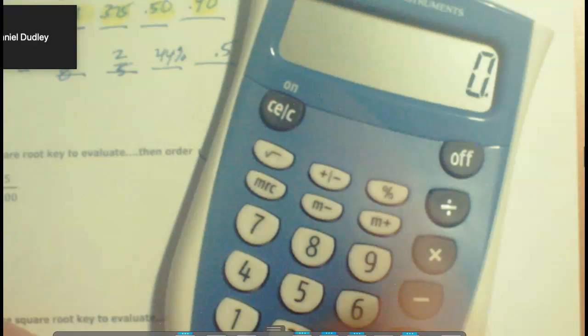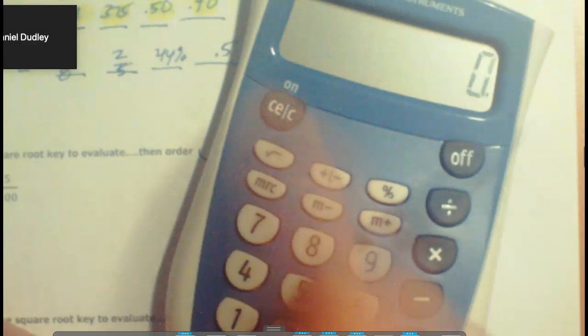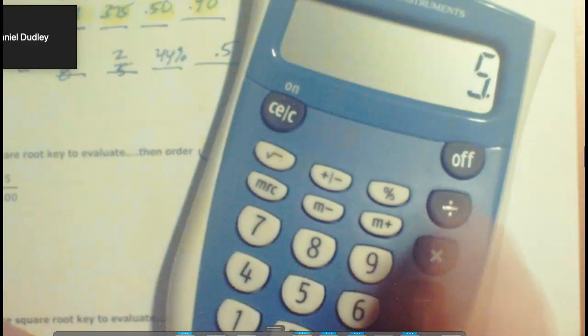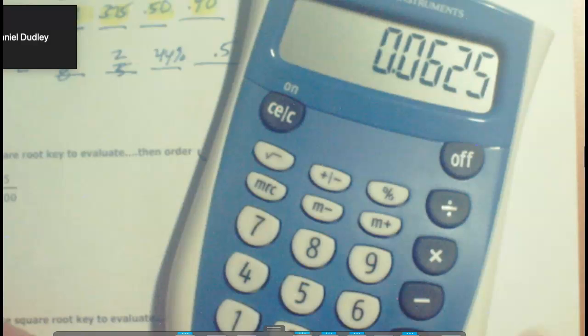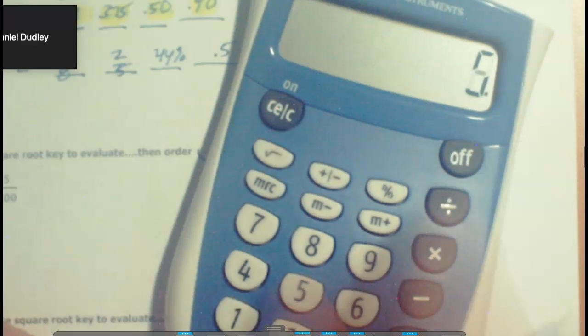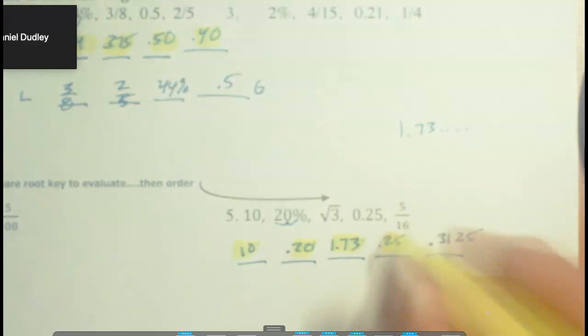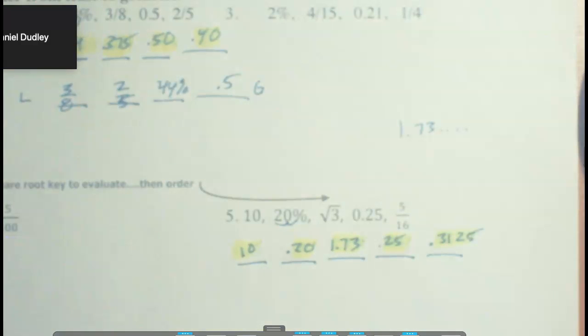And then we had 0.25. That's already a decimal. And then 5/16, I believe that's 0.3125. 5 divided by 16 equals, there we go, 0.3125. All right, let's look at money again. $10. That's a lot. 20 cents. $1.73. 25 cents. Looks like about 31 cents.